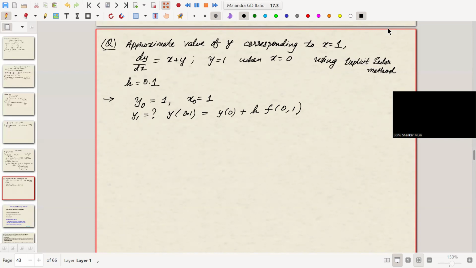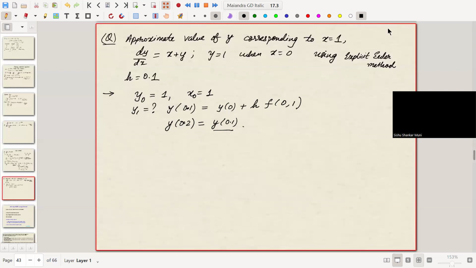Suppose you have got y at 0.1. Then what will you do? Compute y at 0.2, isn't it? What is that? y at 0.1, this value is already known, is it not? Plus h of f of x i. What is x i? The previous step, 0.1, isn't it? Then y of 0.1. Any issues?